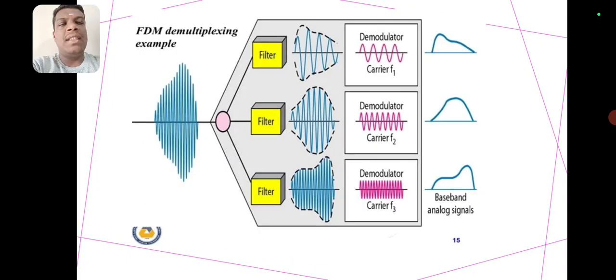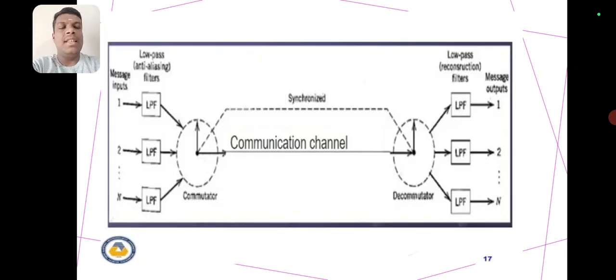FDM demultiplexing: the received signal is filtered out and separated into demodulator F1, demodulator F2 and demodulator F3. This is the image where FDM works, where the messages are the inputs. They are passed through a low pass filter, and the communication channel is synchronized, and the common channel medium is given, and at the receiver it is again passed into low pass reconstruction and the message is given as the output.